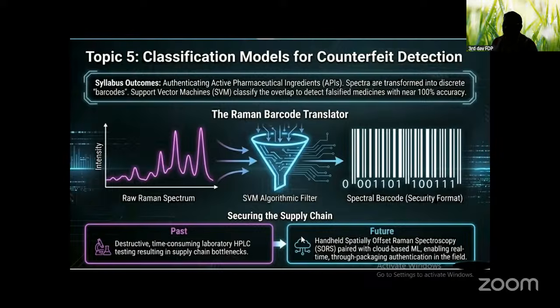Previously, what was happening? We used a destructive process, time-consuming laboratory HPLC testing, resulting in supply chain bottlenecks. But in the future, you may get the benefit from this artificial intelligence neural network system. A handheld spatially offset Raman spectroscopy system, that is SORS, paired with cloud-based machine learning, enabling real-time through-packaging authentication in the field.